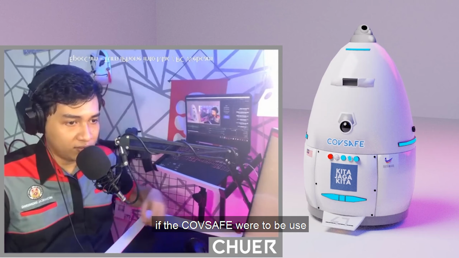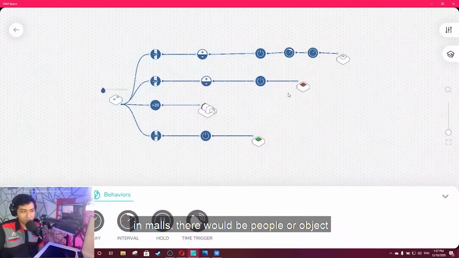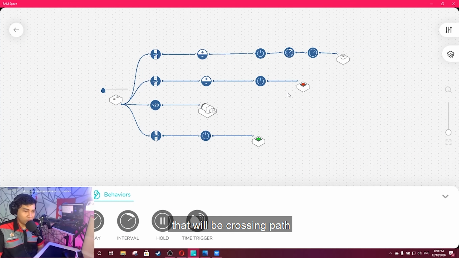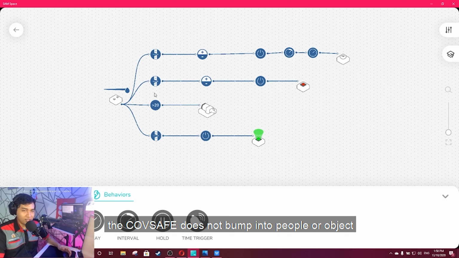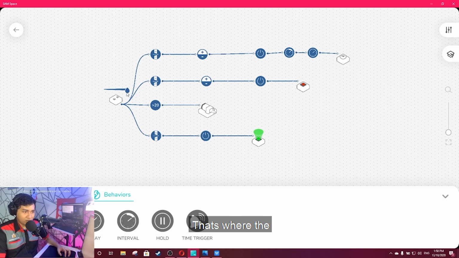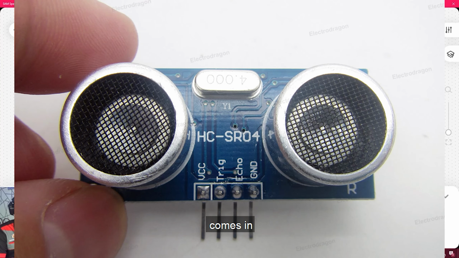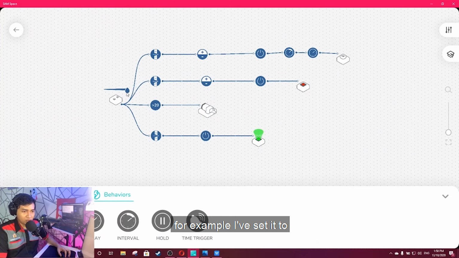Next one will be the proximity sensor. If the Covsafe were to be used in malls, there would be people or objects crossing its path. So we have to make sure that the Covsafe doesn't bump into any people or objects. That's where the ultrasonic proximity sensor comes in. For example, I've set it to 20 centimeters, so if there's no object in front of the Covsafe within the 20 centimeter range, the Covsafe will continue moving on its path.